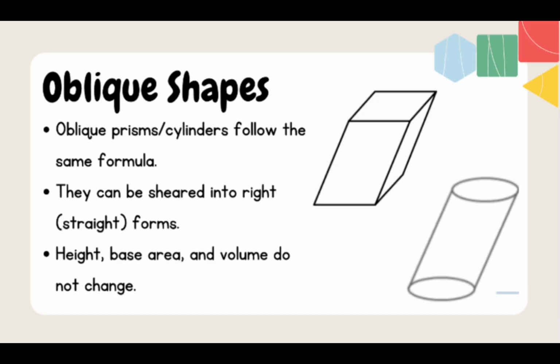These are oblique shapes. Sometimes shapes can lean to the side like these are. These are still prisms or cylinders, just tilted. Do you think the volume changes if they lean? No, the volume stays the same as long as the base area and height stay the same. Even leaning shapes hold the same amount of space inside.